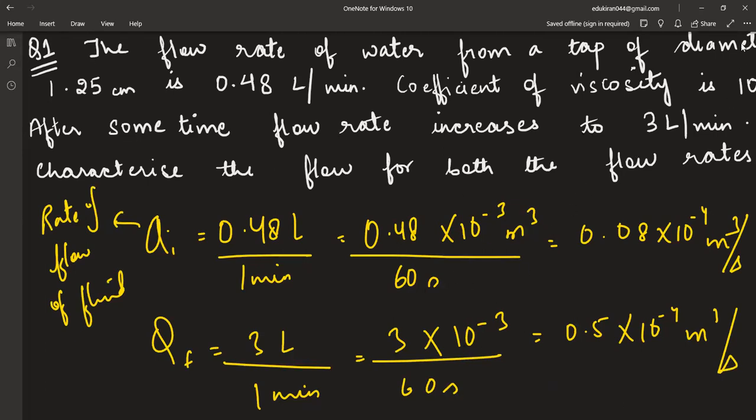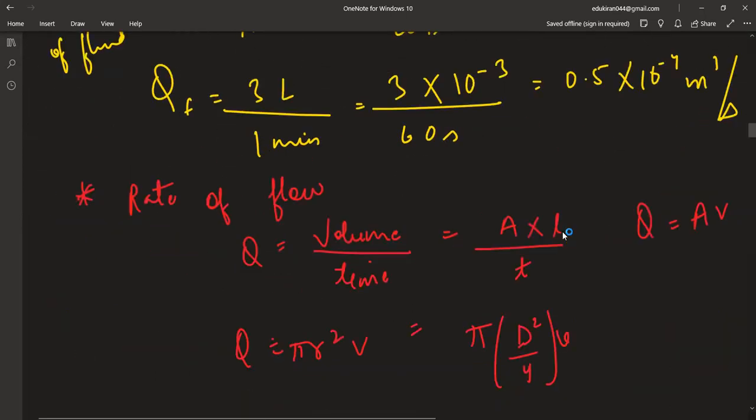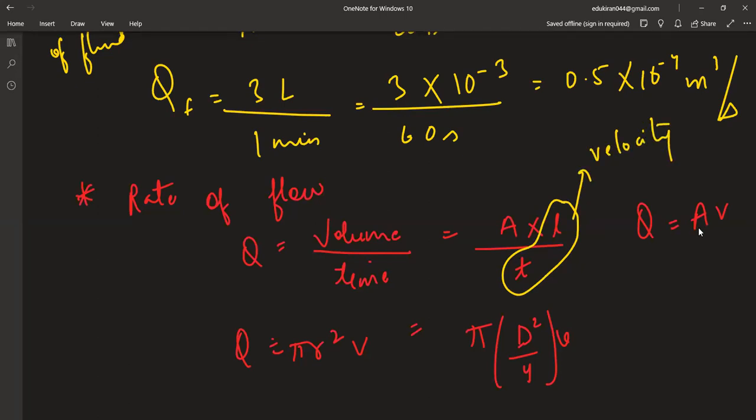Now see, rate of flow is volume by time. So volume we can write as area into length, divided by time. And length by time can be written as velocity. So Q is equal to A into V. So what is the area? Pi r square. And velocity is V.